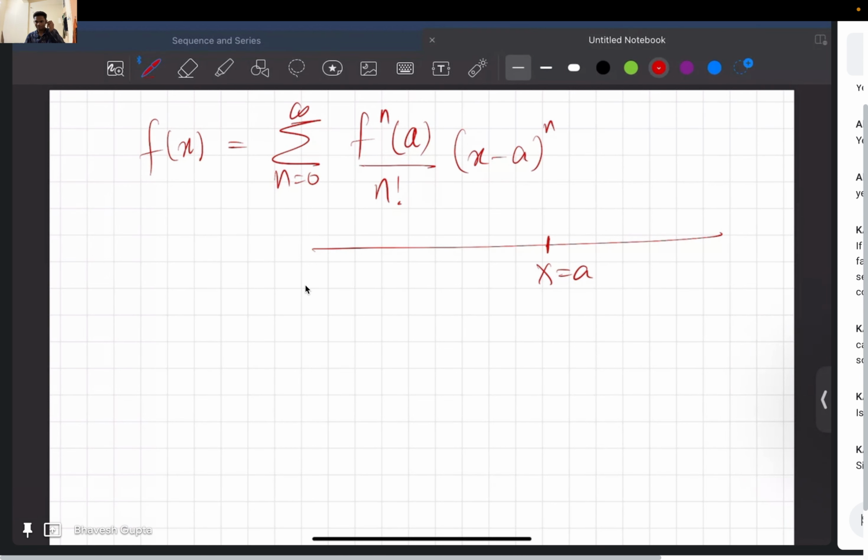Do you understand what I mean by writing a series about a point? Is this idea clear? Writing a series about a point is important. Let me repeat this. Whenever I say writing a series about a point, that means I'm writing a series in the powers of x at x equal to a.